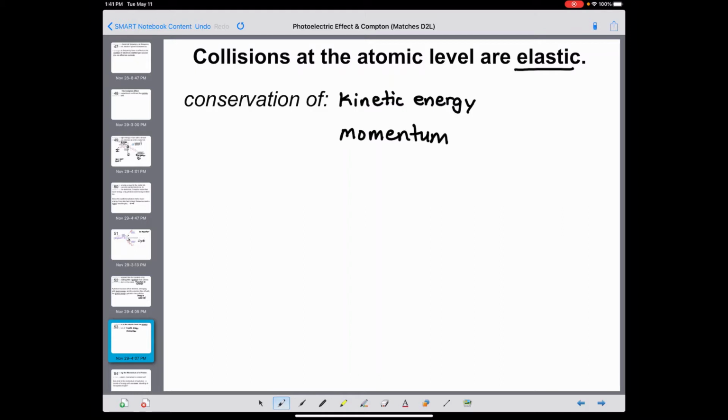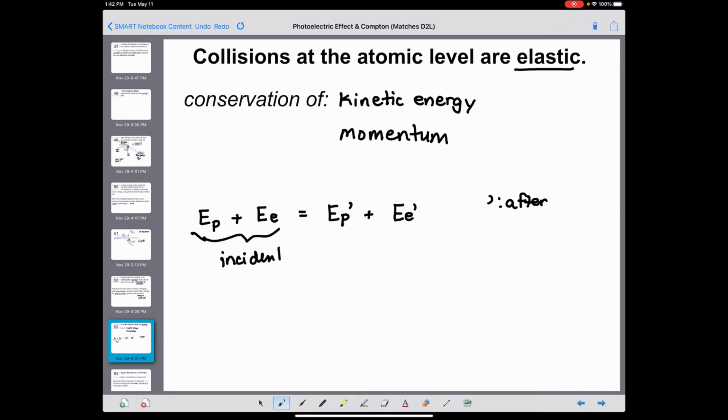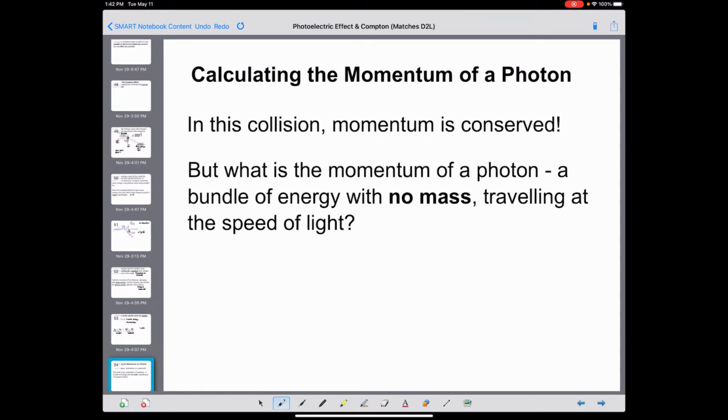And so how does that work? Well, let's just look at the energy side for right now. This means the energy of the incident photon plus the energy of the electron together equals the energy of the scattered photon plus the energy of the scattered electron. Remember that we use the prime symbol there to show that it's after the collision. Okay, so these two are the incident ones, and then these two are the scattered ones. And we'll look at the momentum in a minute.